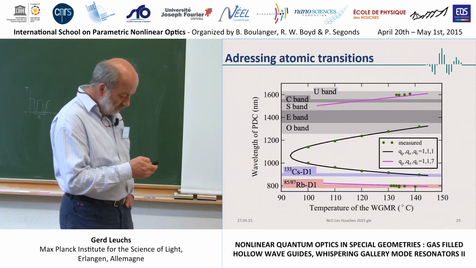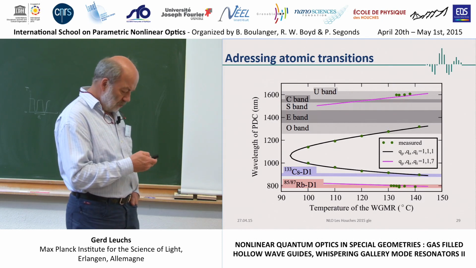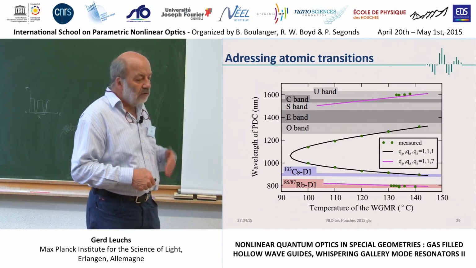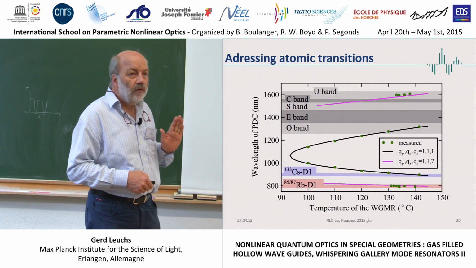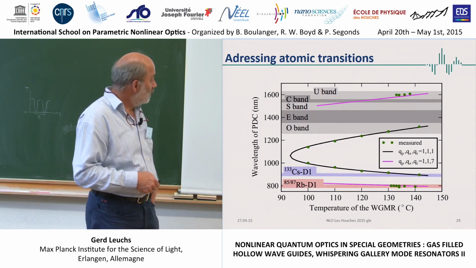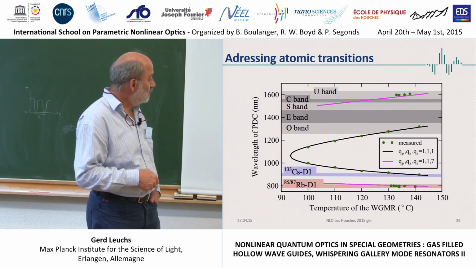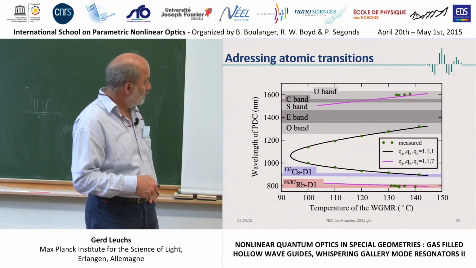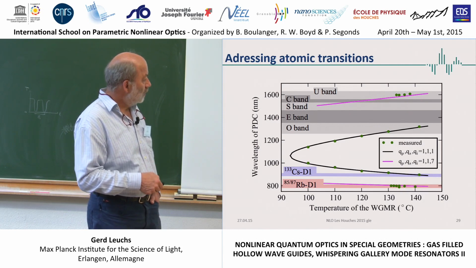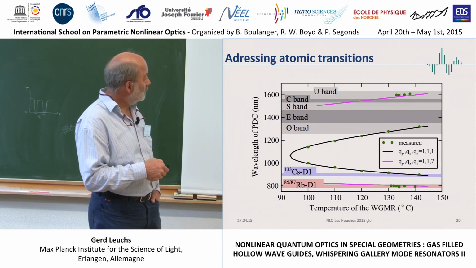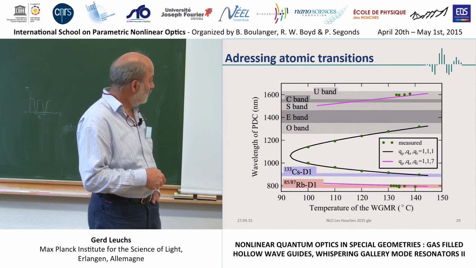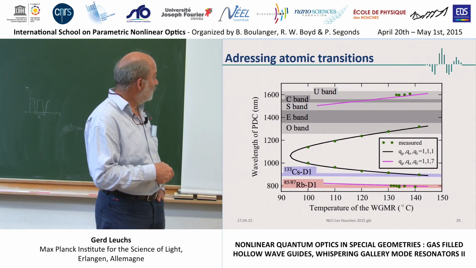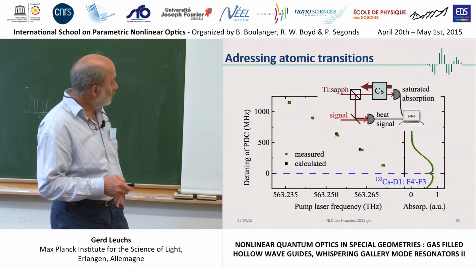Okay, and then these are tuning curves in relation to different frequency bands, which are important either in communication or if you want to realize atomic memory with atoms. Then in the near infrared, there is cesium and rubidium. And you see that with this Whispering Gallery Mode resonator, you can couple the C band here and rubidium, for example. This is one of these curves connecting the two, or the O band and cesium. Okay.